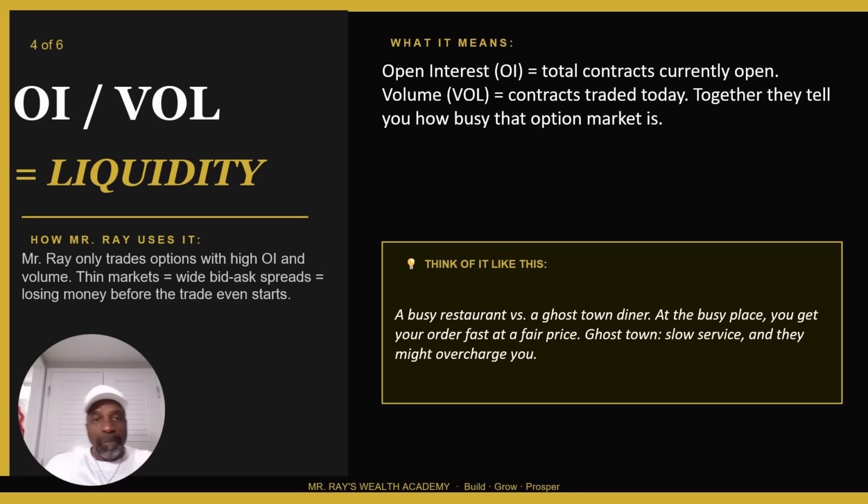So let's talk about open interest and volume. Okay, this is how many people are interested in buying this particular option. Okay, open interest is how many particular contracts are open, and then volume, how many contracts were traded that day. Okay, we're only going to trade options that have high interest and a lot of volume, baby. Because if the bid ask spread is too wide, you're going to be losing money before you ever get in, right?